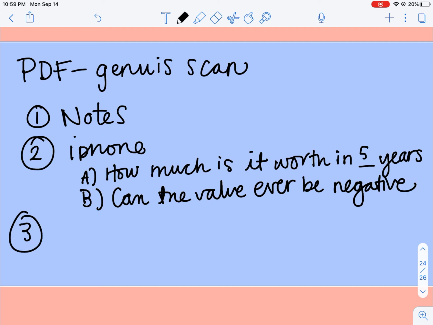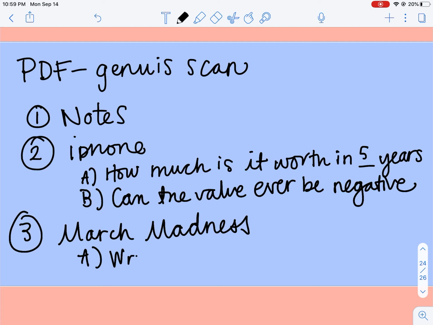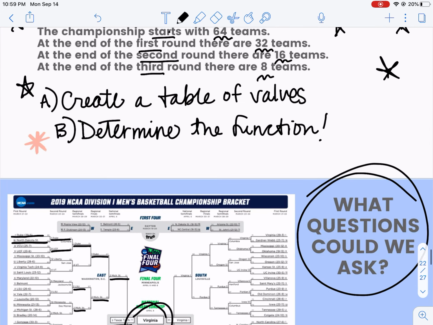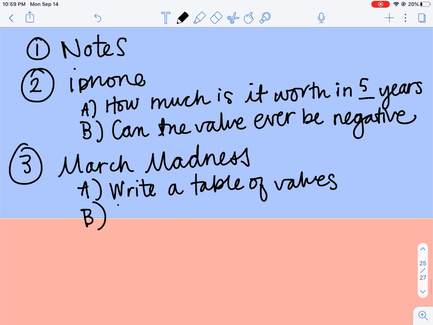Part 3 is our March Madness question, our basketball brackets. Okay, and here is part A: write a table of values in a reasonable domain. Go all the way down till Virginia wins. And then B, you write a table of values and then you determine, what did I ask? The function. What is the function for this?